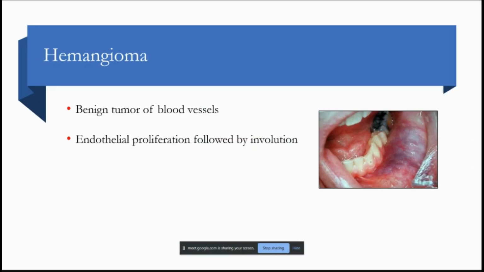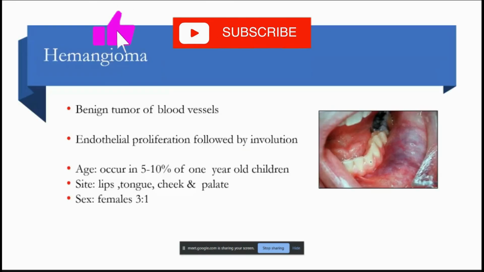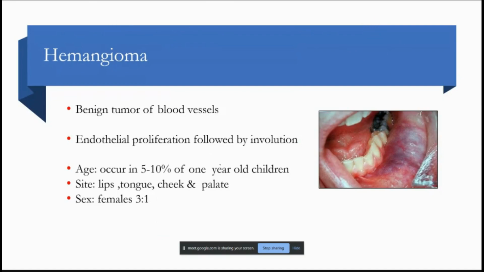The benign tumor which we're going to discuss is hemangioma. Heme and angio both refer to blood vessels and blood. So this is a benign tumor of the blood vessels, caused by endothelial proliferation followed by involution or regression, you can say. It is seen in children below 1 year old, in about 5 to 10% of them.